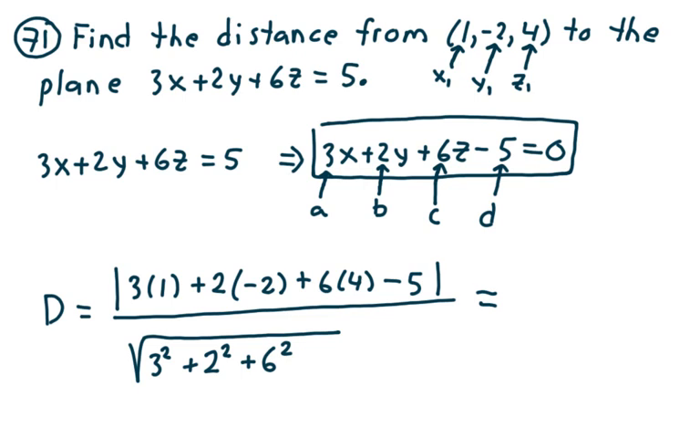Now, this is equal to, in the denominator, the square root of 49. And that's an equal sign, by the way. In the numerator, we have the absolute value of 3 minus 4 is -1. -1 plus 24 is 23. 23 minus 5 is 18. So we get the absolute value of 18, and this turns out to be 18 divided by 7. And that's the answer to problem number 71.